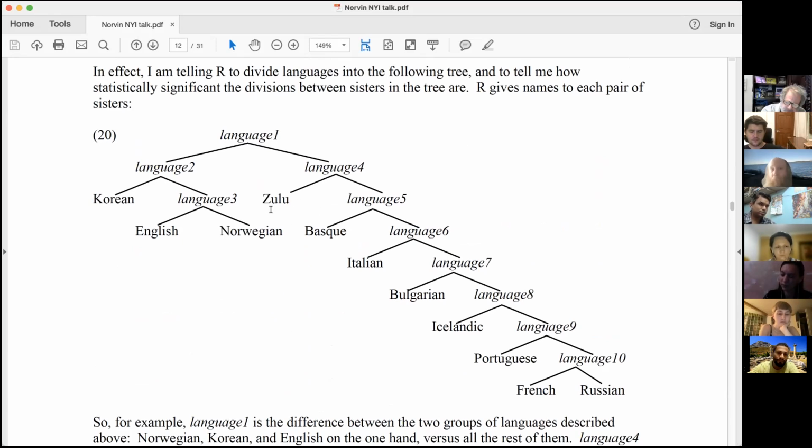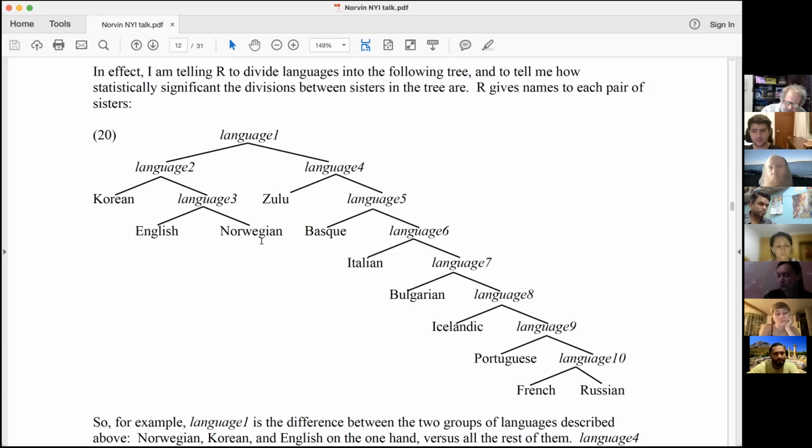Zulu is one of the right prominent languages. It's the language with the largest ratio between the peaks. It's a little bit more than 1. And we did something similar for Korean, English, and Norwegian.